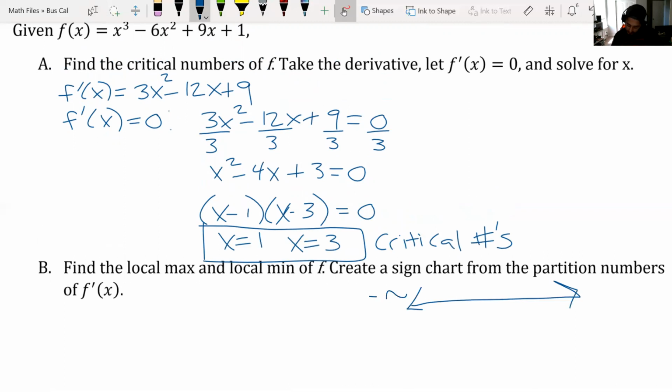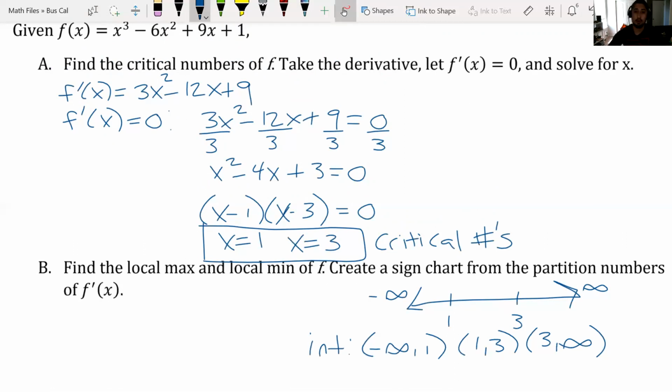Here's negative infinity. Here's positive infinity. Plot our critical numbers. Here is 1. There is 3. Now make your intervals. Negative infinity to 1, 1 to 3, 3 to infinity. These are my intervals.